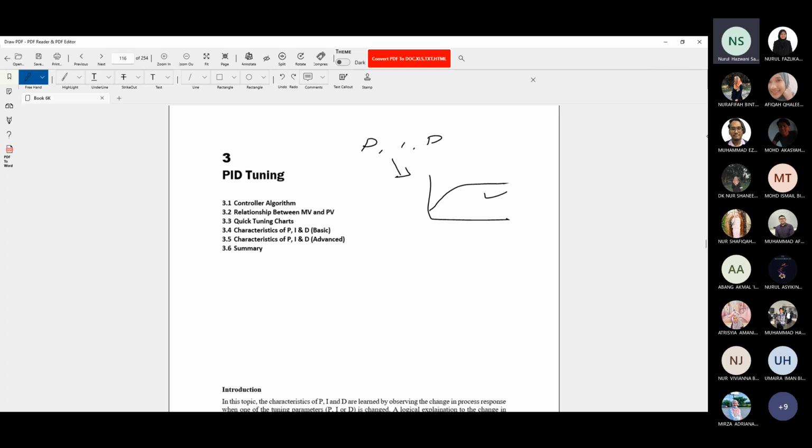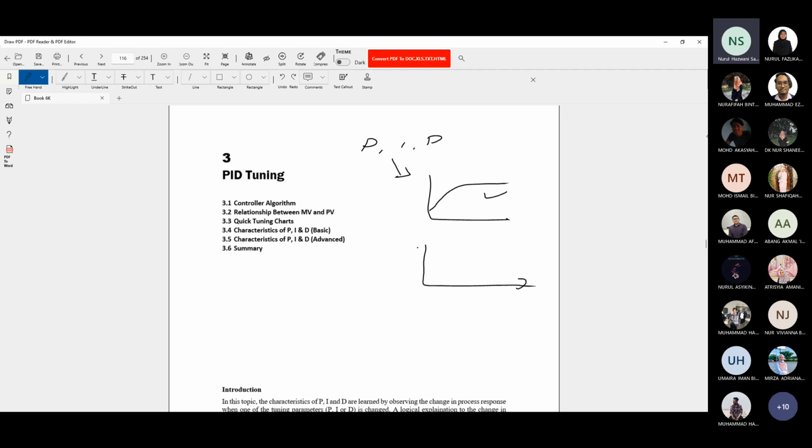Instead of like this, when you put in the controller, you get this kind of response. Or you want to do a performance test on your controller. For example, you do a set point change, you change from set point 1 to set point 5. So that one we call a performance test. We want to see whether your controller can react to any changes we do to the process. We change the set point or we change the disturbance.